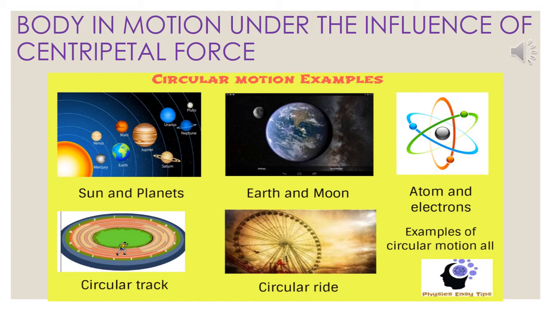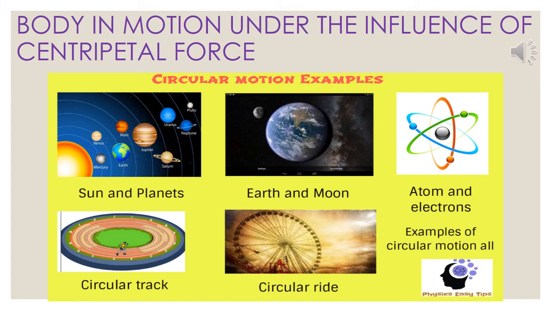Now let's talk about a few examples of bodies in motion under the influence of centripetal force. In an atom, an electron moves around the nucleus in a circular path for which the required centripetal force is obtained from the electrostatic force of attraction on the negatively charged electron by the positively charged nucleus. Same way, a planet moves around the sun in a circular path for which the gravitational force of attraction on the planet by the sun provides the necessary centripetal force.